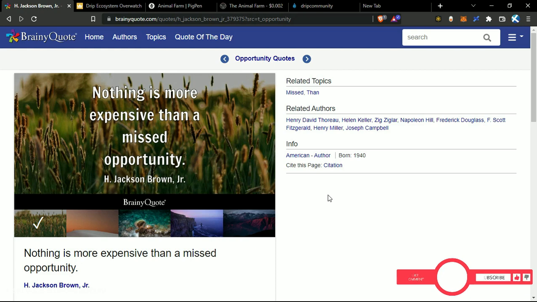And so I stumbled upon this quote that I feel summarizes what I'm saying perfectly. And it reads, "Nothing is more expensive than a missed opportunity." H. Jackson Brown Jr. And reading this makes me even more determined to seize every opportunity that I have to get the bag. So that's what I encourage you to do also. Get the bag. Don't let your future self regret what you've done at this very moment.